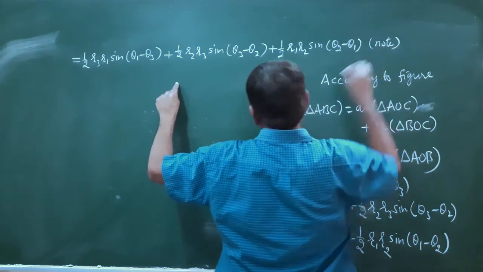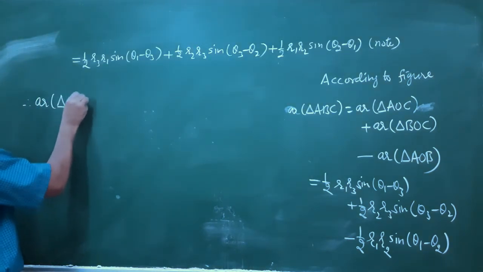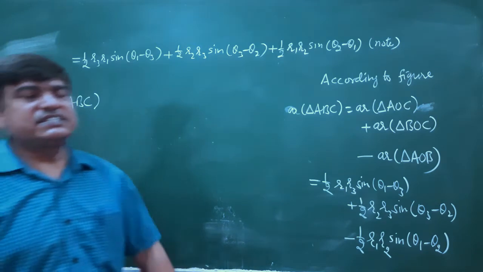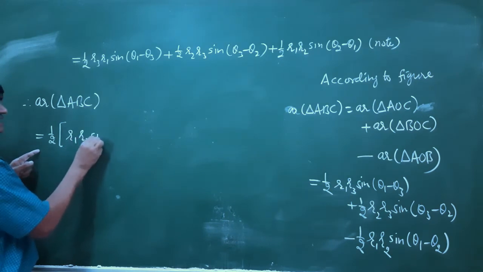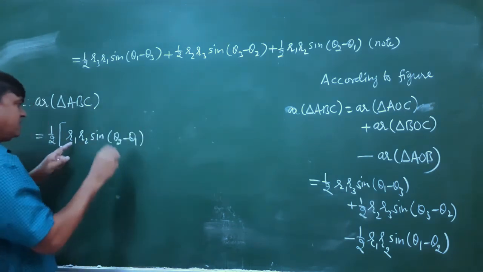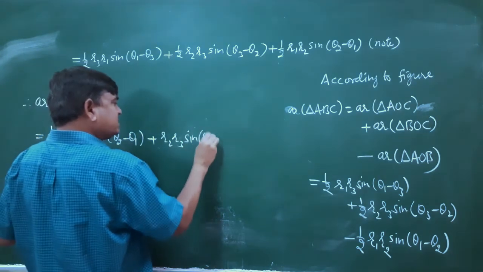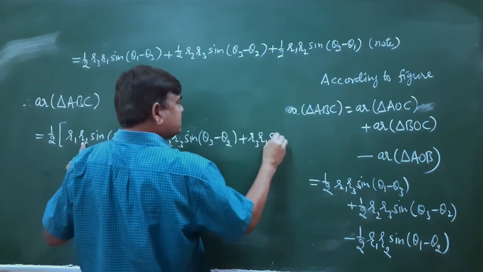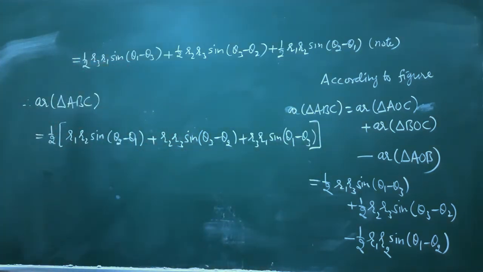So we can remember it. Therefore, the area of triangle ABC equals 1 by 2. Now we can remember it in cyclic order. I write it top right: R1 R2, then sine, interchange these two, so it is theta 2 minus theta 1. And plus R2 R3 sine, interchange these two, so it is theta 3 minus theta 2. Plus R3 R1 sine theta 1 minus theta 3. This is the area of the triangle.